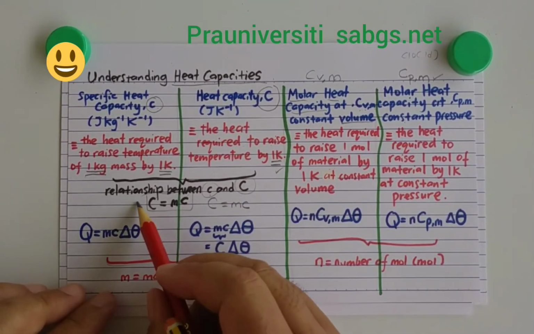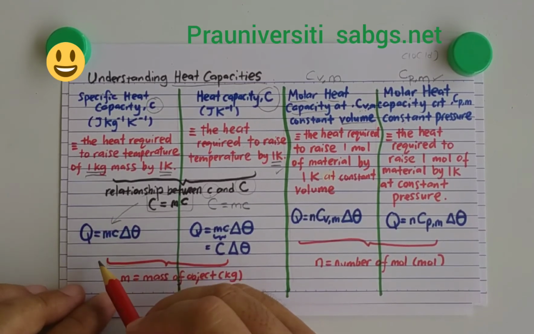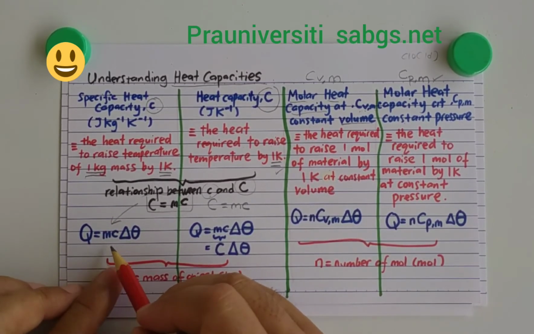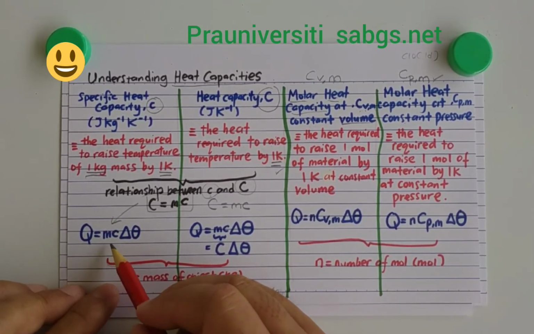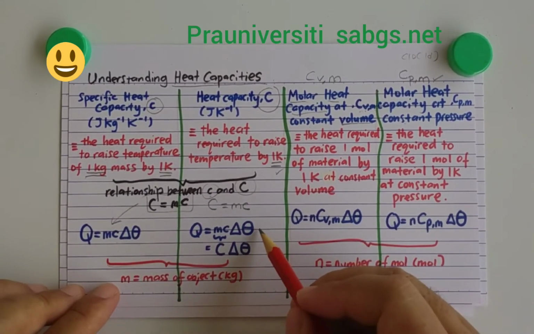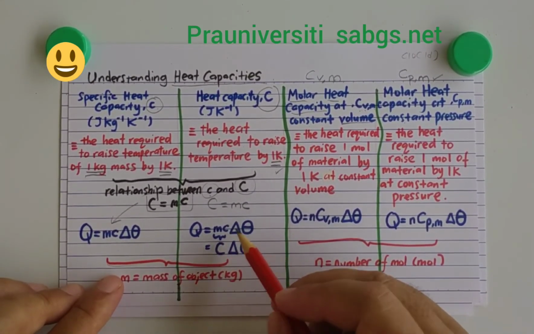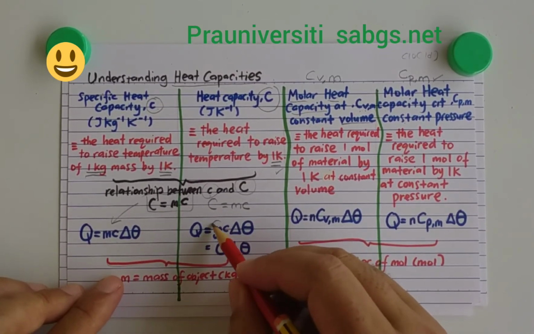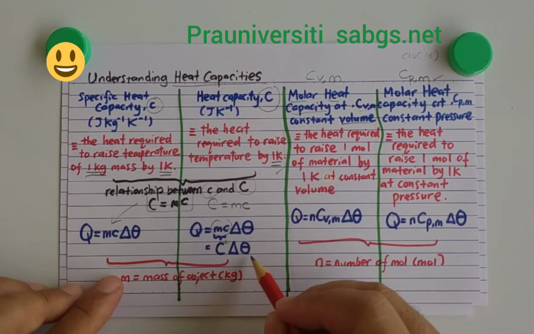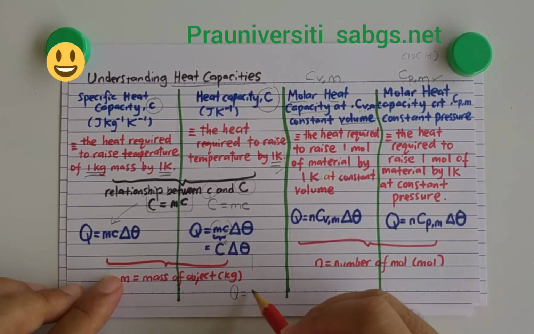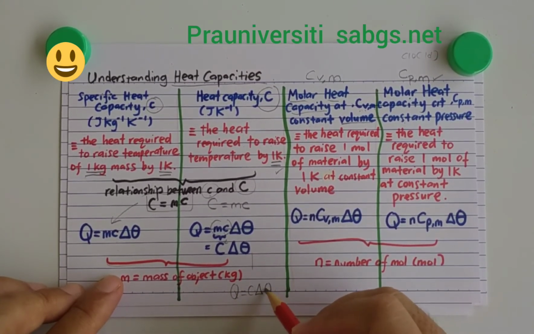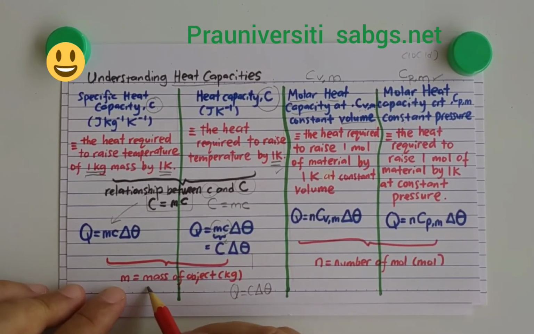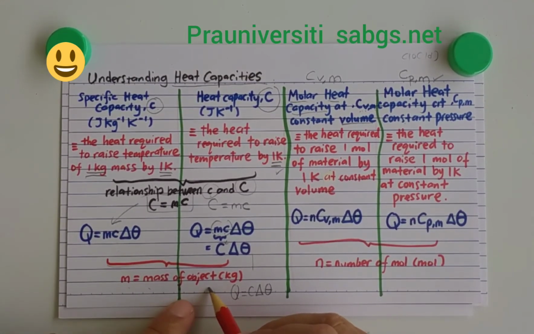And here is the equation for the specific heat capacity: Q is equal to m c d theta. And then for the heat capacity, we know m c is equal to the big C. So we can write Q is equal to C d theta. M refers to the mass of the object.